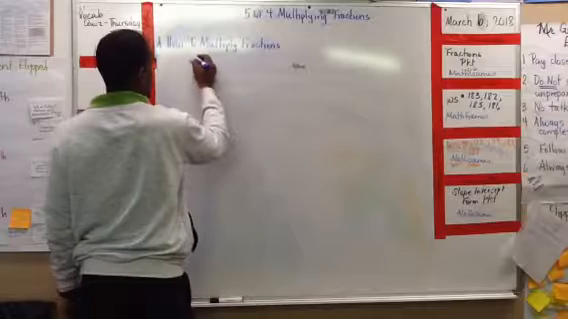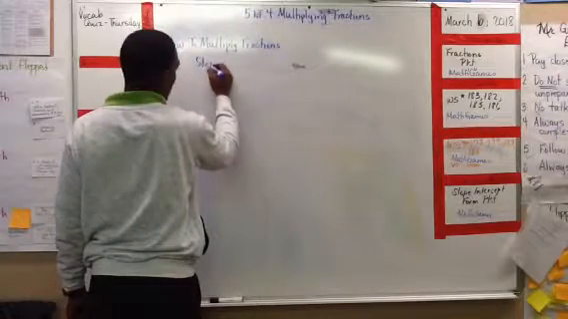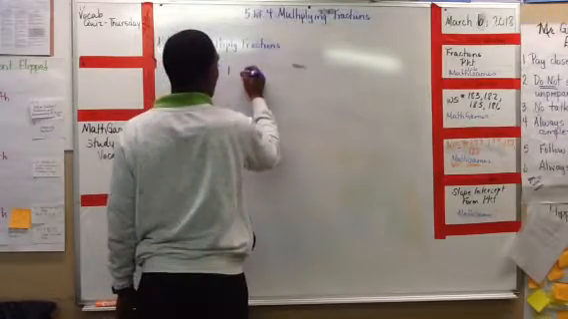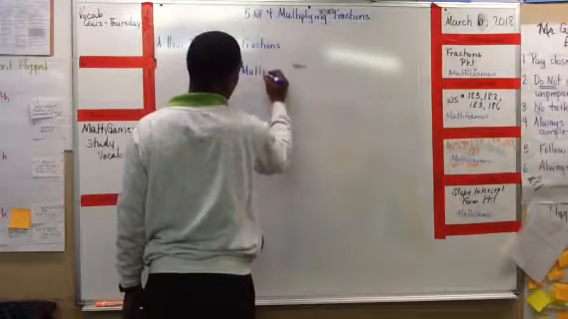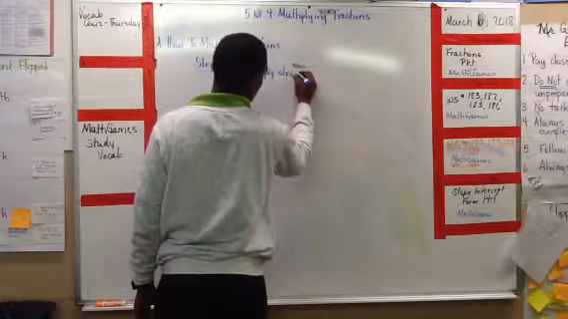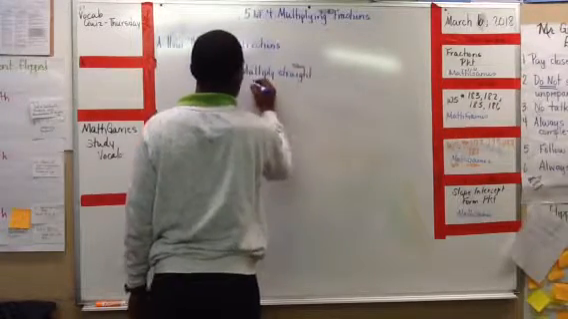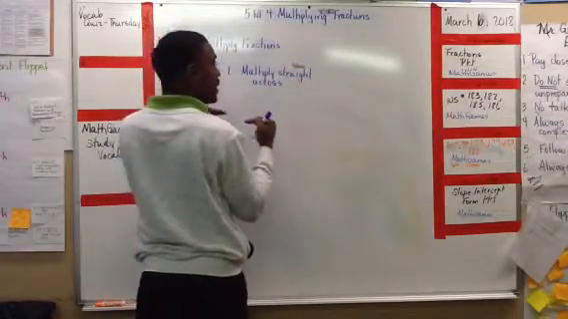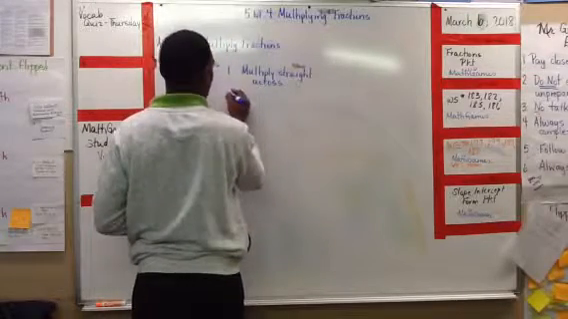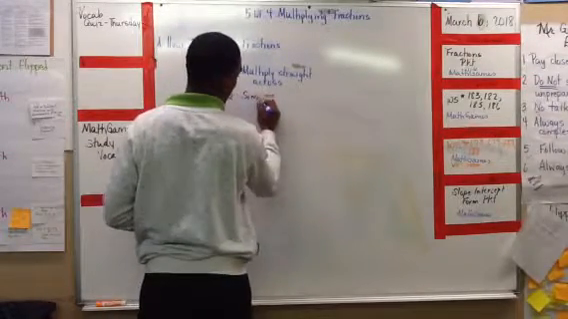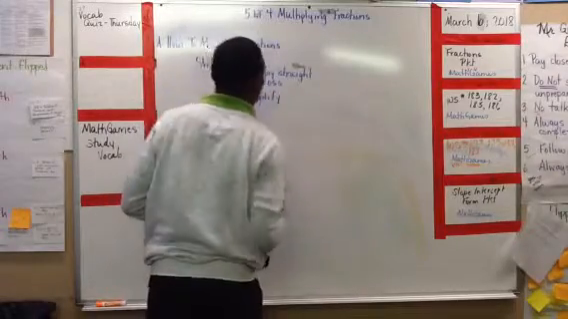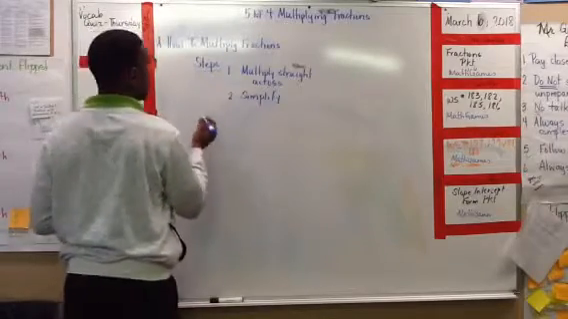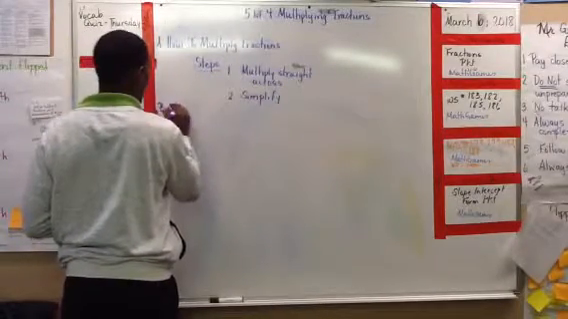Okay, your steps. Multiply straight across. So if we're multiplying across, that means the fractions need to be aligned horizontally, and then simplify. And simplifying can either mean reducing a proper fraction or changing an improper fraction to a mixed number. Okay, so let's look at some examples.